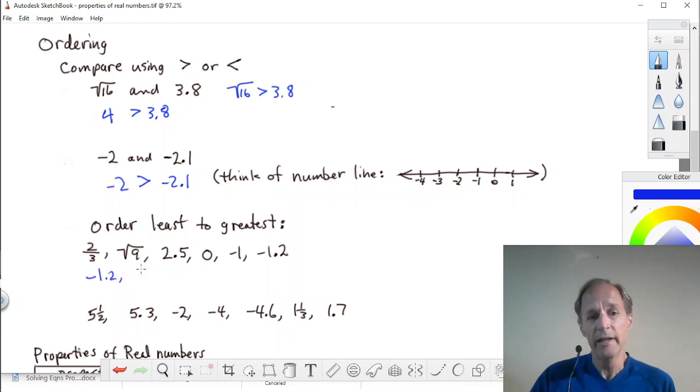And then there's another negative. There's only one more negative, so that would be our next one as we move from least to greatest. And then no more negatives. Well, there's 0. That's going to be less than the positive ones. Now we got to look at the positive. The smallest positive one here is the fraction that's less than 1, so that's 2/3. And then we have square root of 9 is 3, so that's bigger than 2.5. So 2.5 is next, and square root of 9 is last.